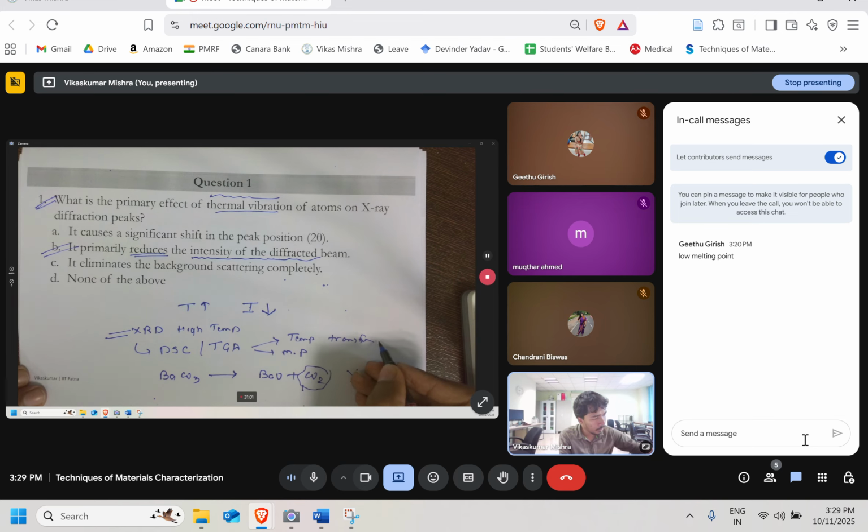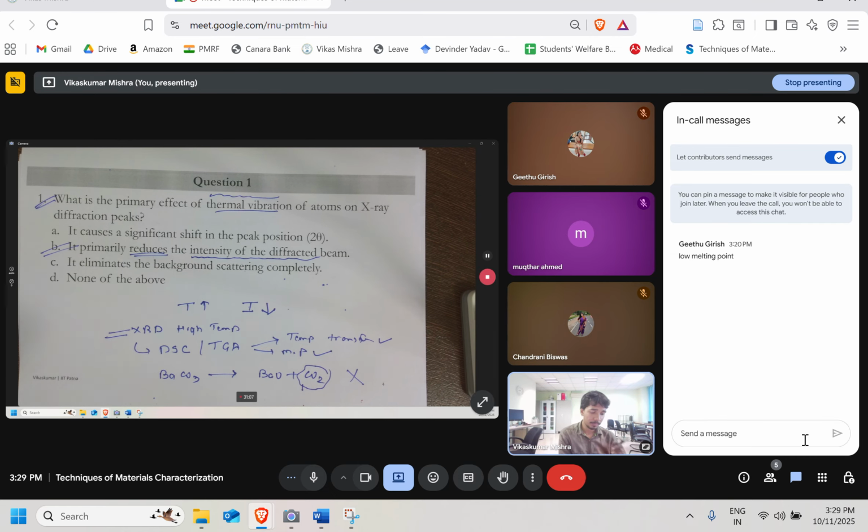So you should be aware of the parameters. You should be aware of your specimen as much as you can. Without the DSC or TGA data, the high-temperature XRD people won't even allow you. Same for everyone.